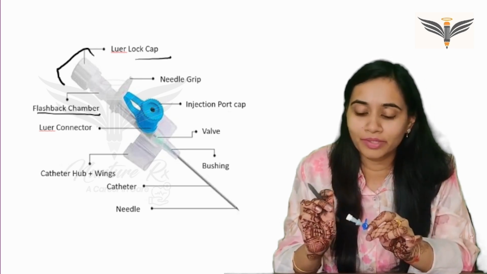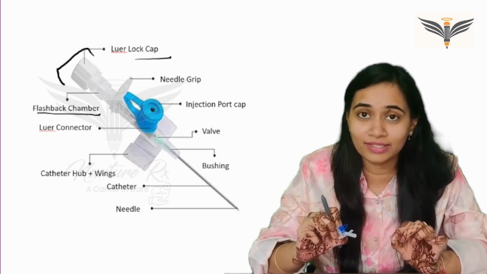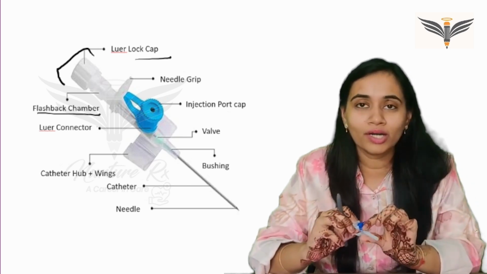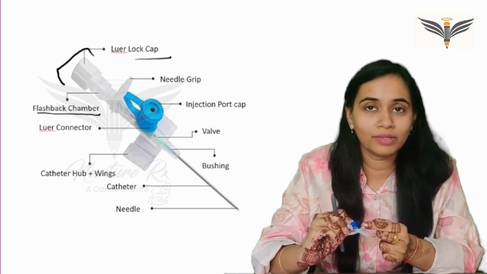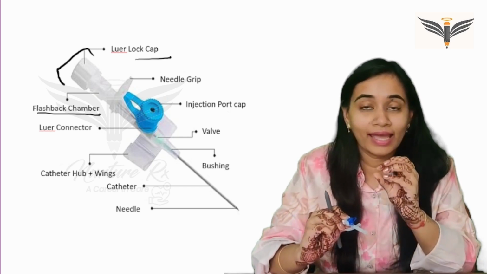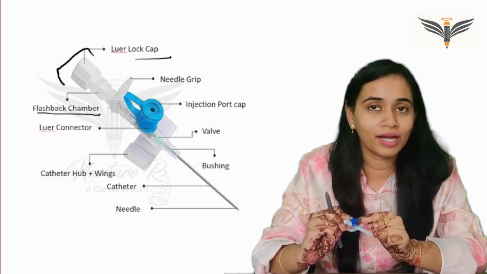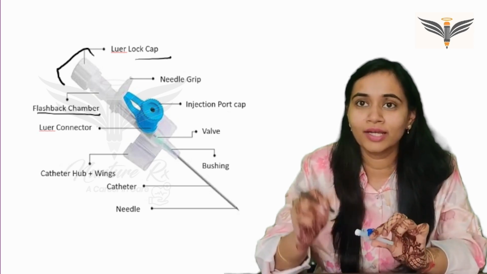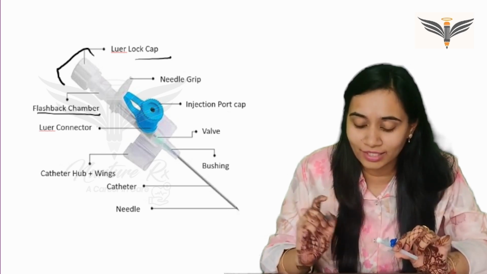Now just proximal to it is a flashback chamber. What is a flashback chamber? When you're inserting the cannula, how would you know that it has been inserted into the vein? How will you identify it? The moment the cannula enters a vein, a slight amount of blood flows back into this reservoir. This is an empty space in which the blood comes back and stays, and you can see it from here. Once the blood has come here, we know that the cannula has been inserted rightly into the vein, and then we can proceed with its fixation. So what is this called? This is called the flashback chamber.